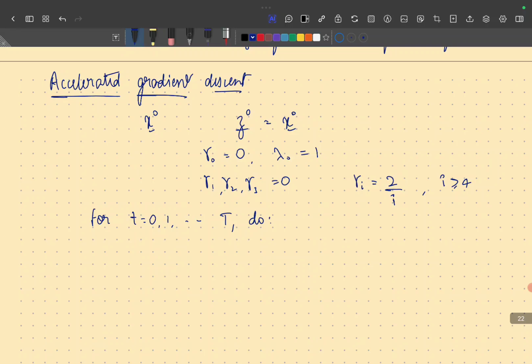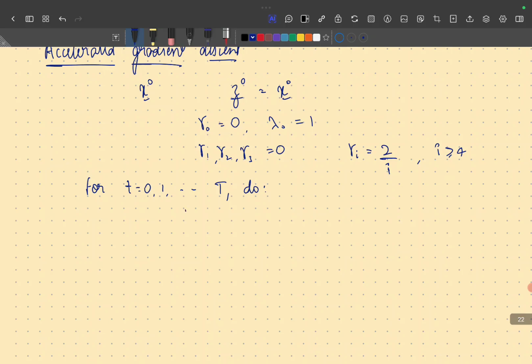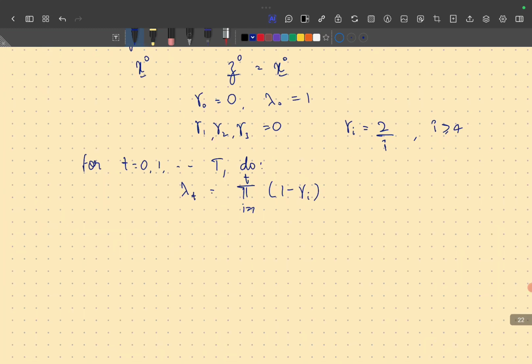And at every step, I'm going to do the following. First, I'll compute lambda t, which is going to be equal to the product of one minus gamma i. Okay, and I'm going to define y_t to be equal to a convex combination of x_t and z_t.